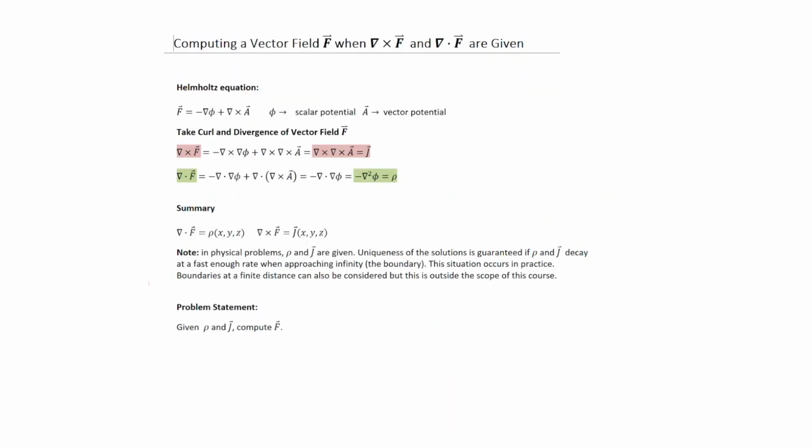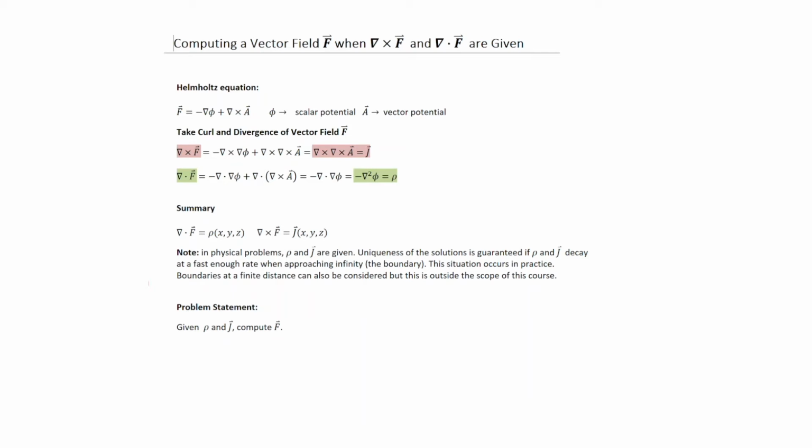All right, let's get on to the main topic, and that is computing a vector field F when the curl of the vector field and the divergence of the field are given. In a typical application environment, this may be one of the scenarios you're given: the curl is known and the divergence is known, but you're not interested in curl and divergence, you're interested in computing the vector field F.